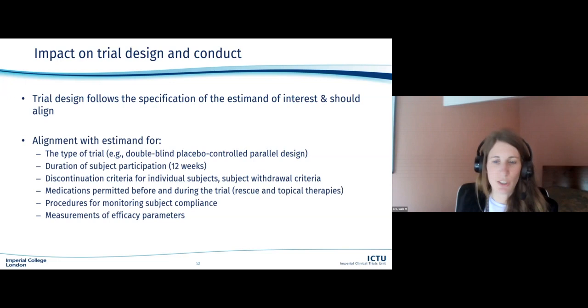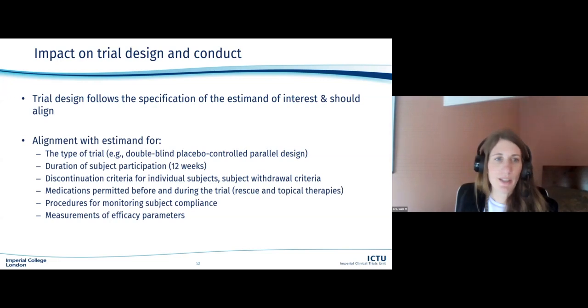That could be a really good trial design to use if you are opting for a principal stratum strategy. But also, the estimand alignment needs to be made for the duration of subject participation. This should be appropriate, which we know we want for 12 weeks, as should discontinuation criteria for individual subjects, subject withdrawal criteria. So in an eczema study, we want to maximise data collection for the 12 weeks. So we know medications permitted before and during the trial, which we know will include the rescue medication and the topical therapies here.